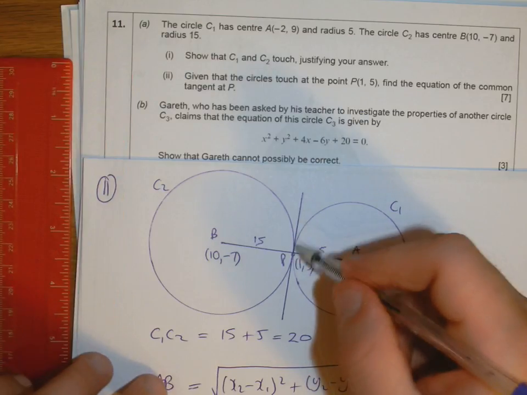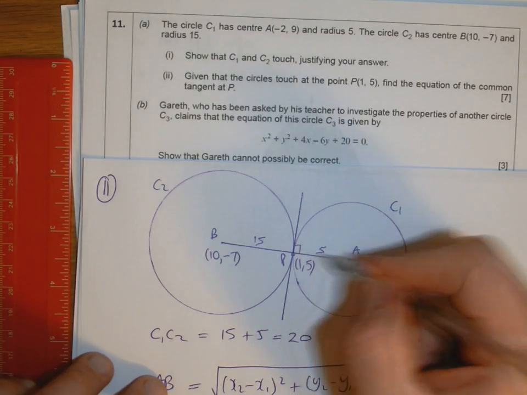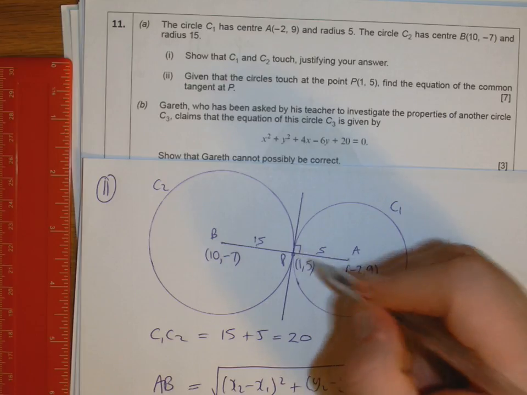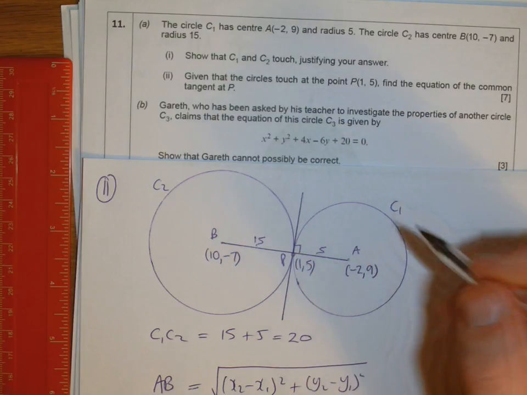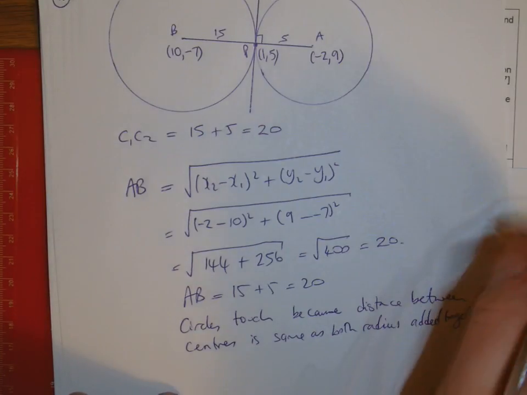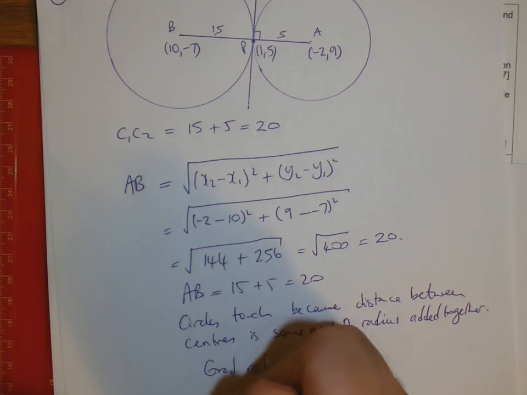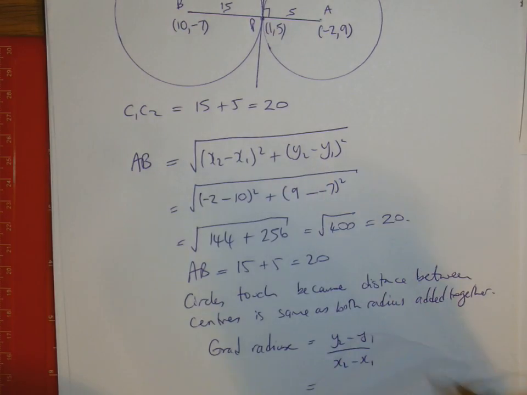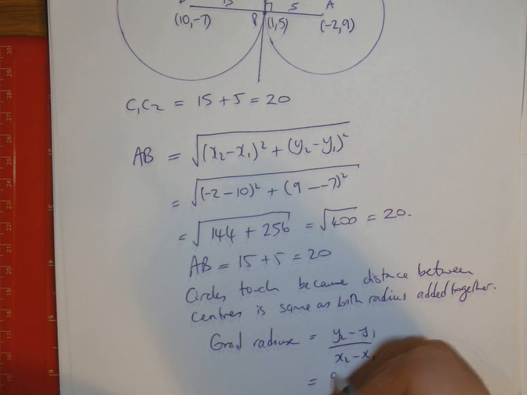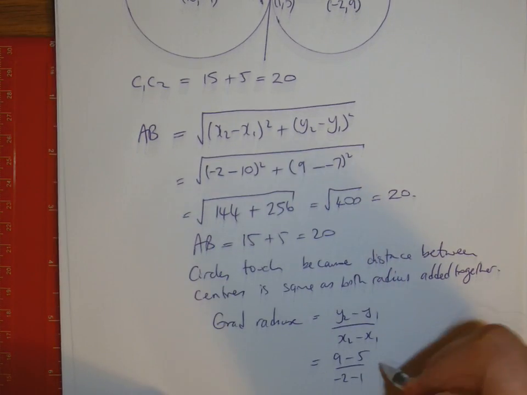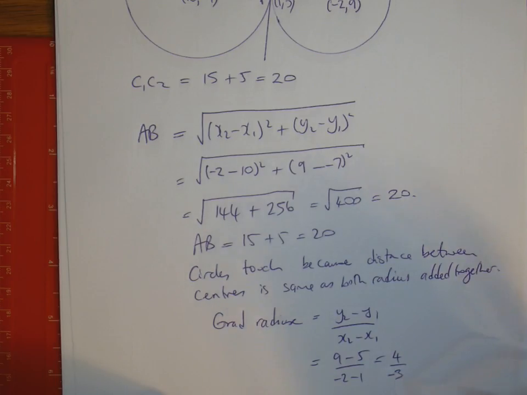To get the gradient of this tangent, what I would do is work out the gradient of the radius first. I think that's the key to this. Once you've got the gradient of the radius, we can find the gradient of the tangent, because of course they're perpendicular to each other. So the gradient of the radius is going to be y2 take away y1 all over x2 take away x1. So y2 is 9 and y1 is 5, so 9 take away 5, and x2 is -2, x1 is 1, so -2 minus 1. That becomes 4 on the top and -3 on the bottom. So that's the gradient of the radius.